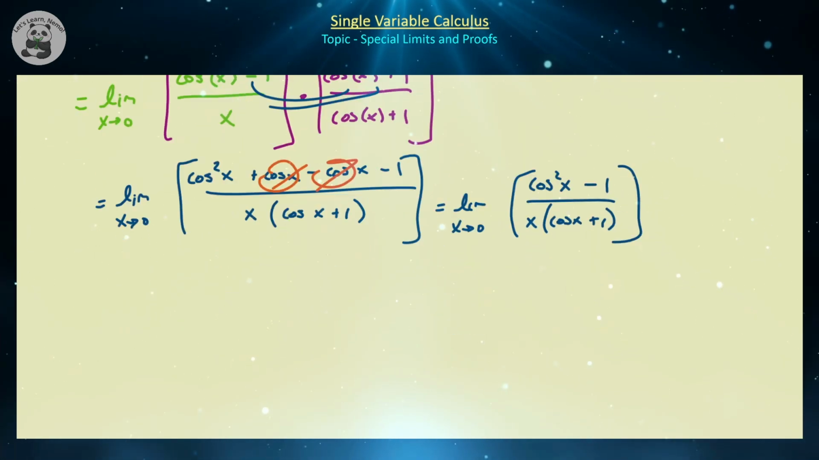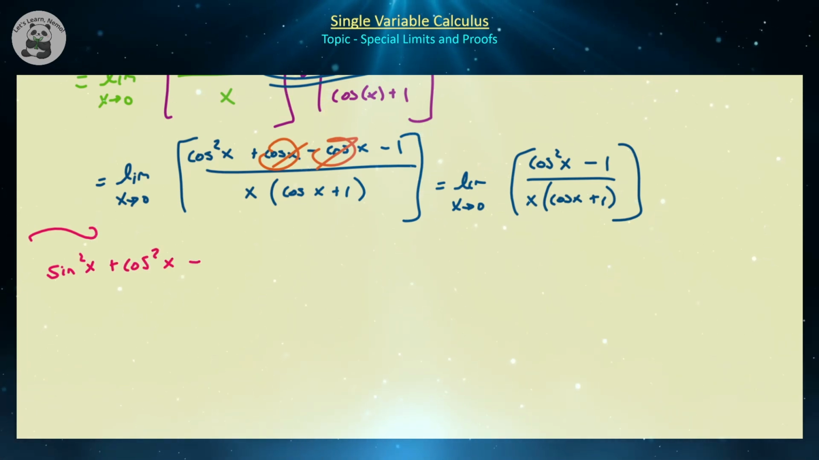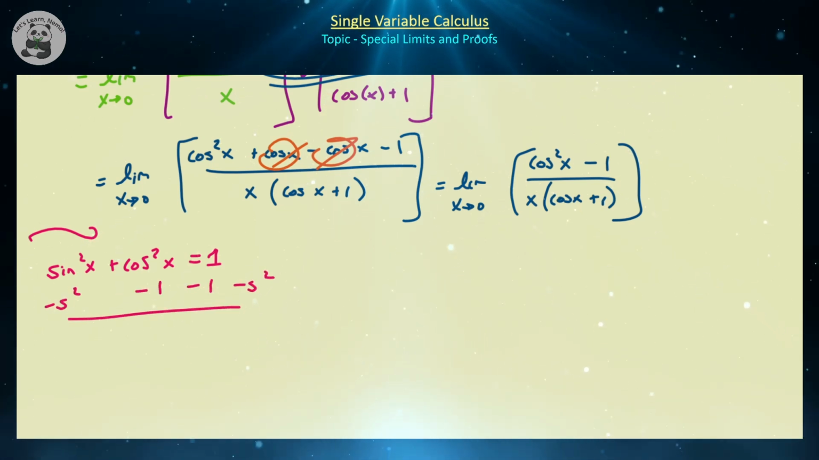Right, so that's pretty nice. Keep in mind this cosine squared x minus 1 can be rewritten, because if you remember from basic trig, sine squared of x plus cosine squared of x is equal to 1. So if I subtract 1 and sine squared x on both sides, notice that I get cosine squared x minus 1 is equal to minus sine squared x.